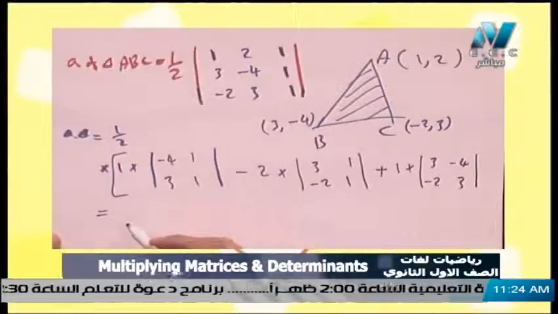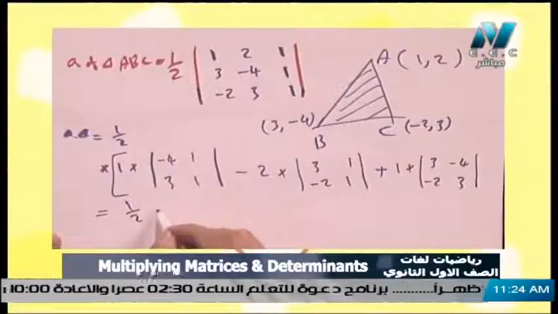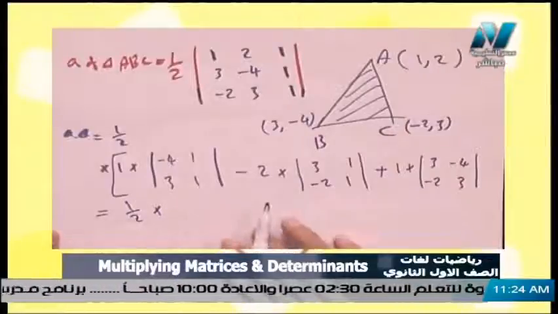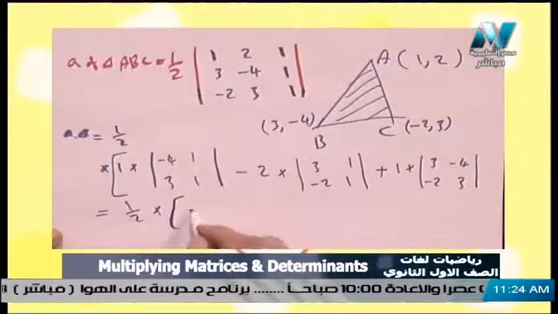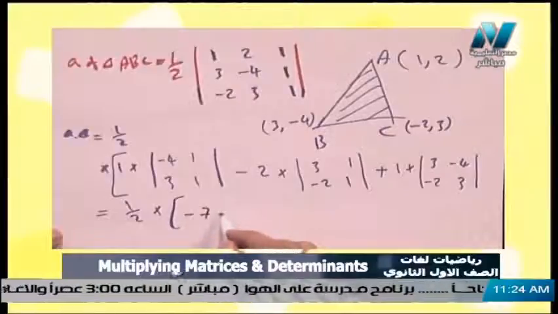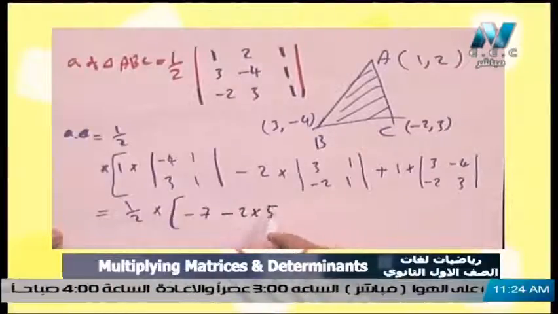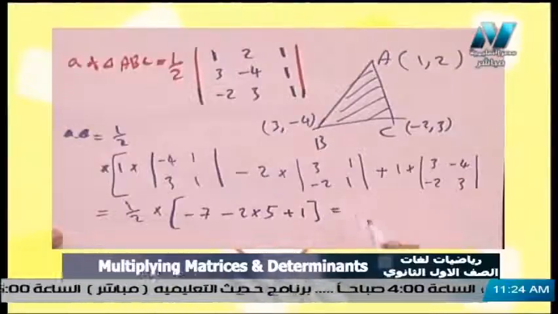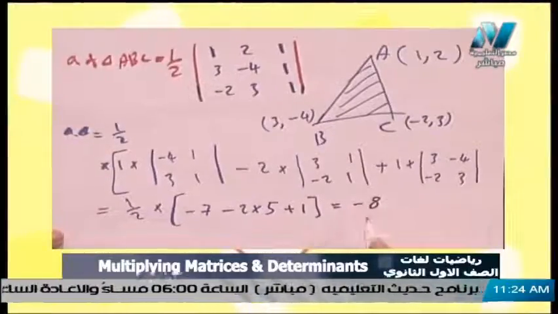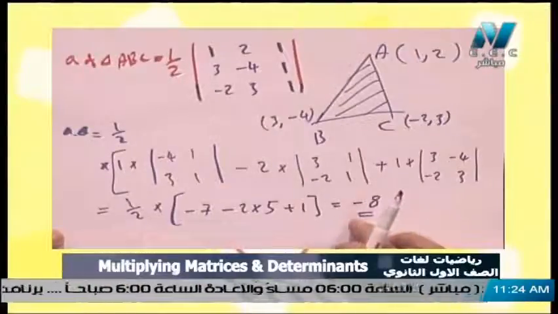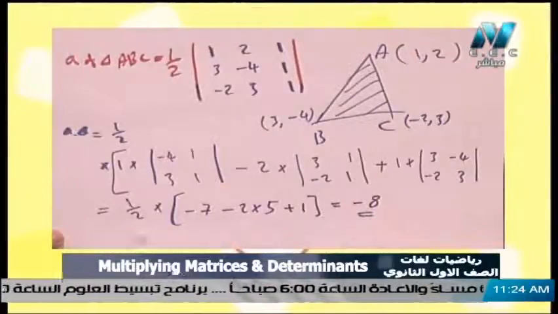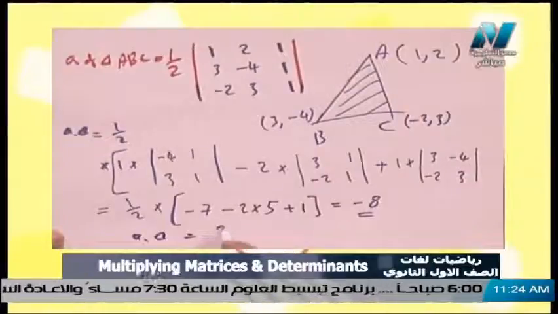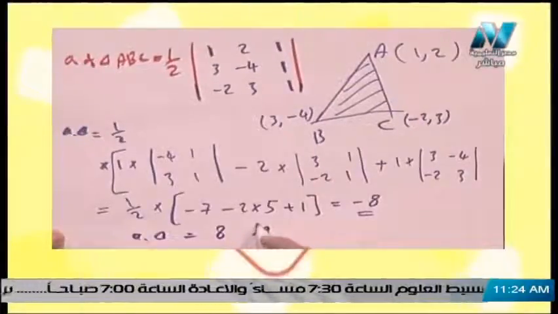Okay, the answer will be half multiplied by negative 7 minus 2 times 5 plus 1, and the final answer will be negative 8, but we will take the positive number because it's an area. So the area of the triangle equals 8 square units.